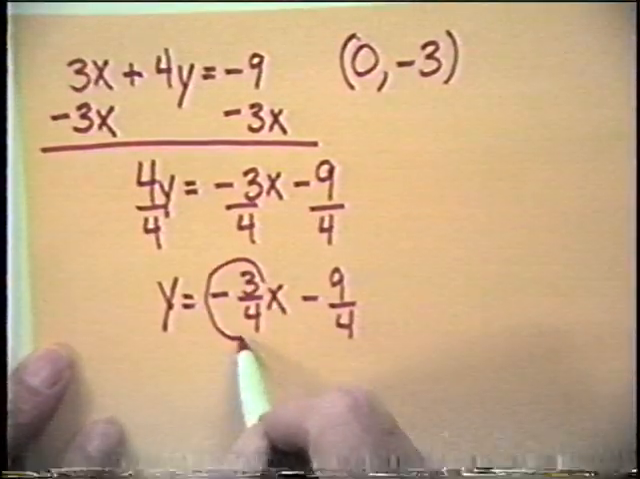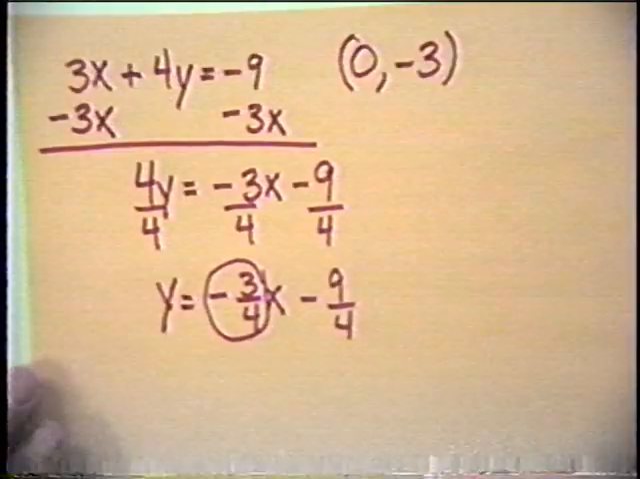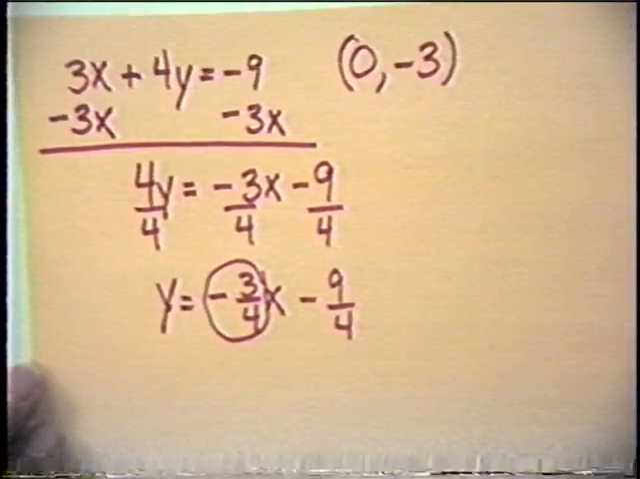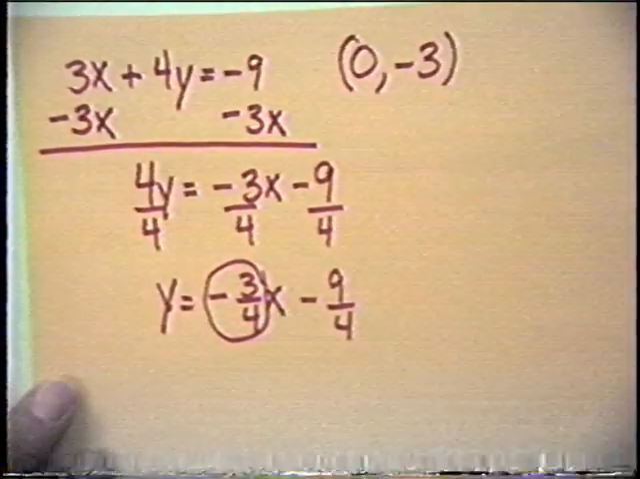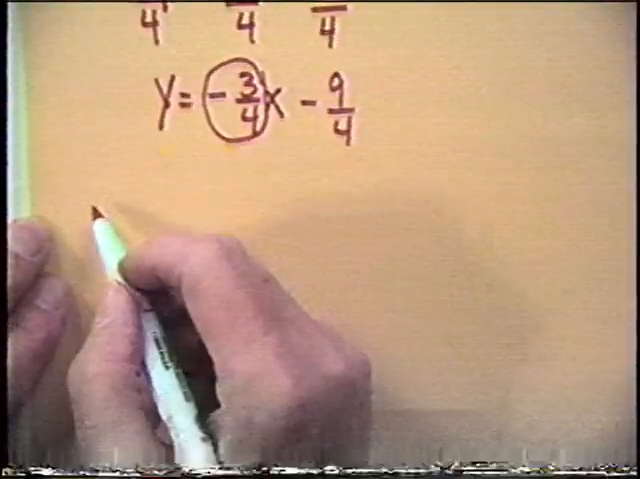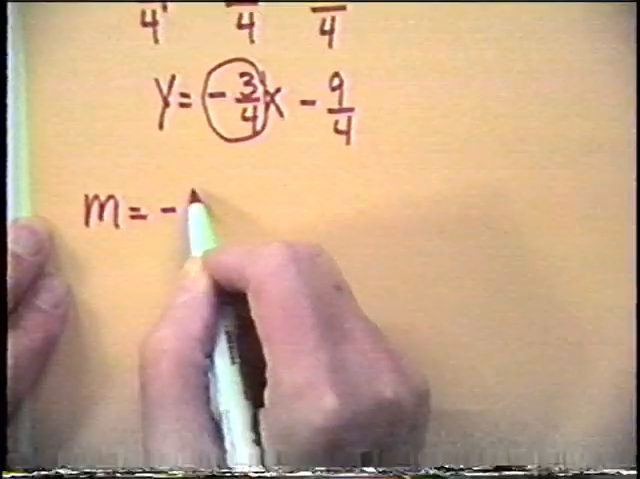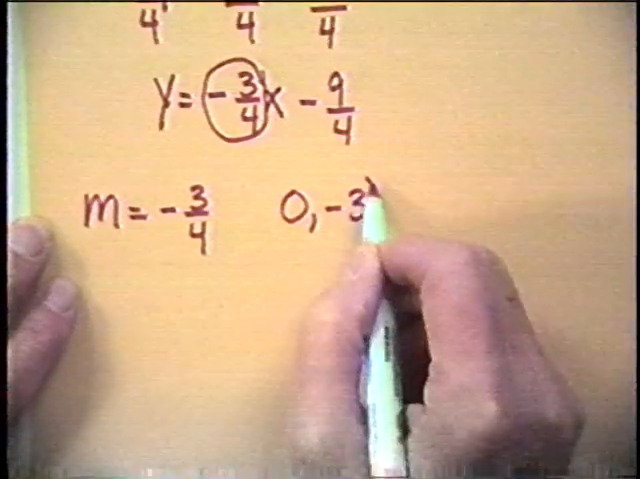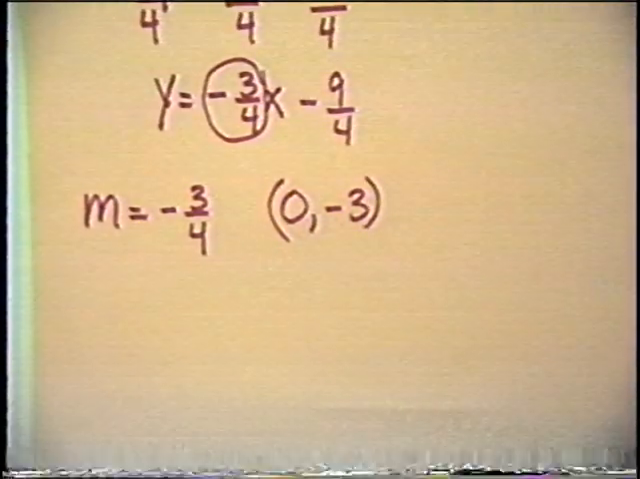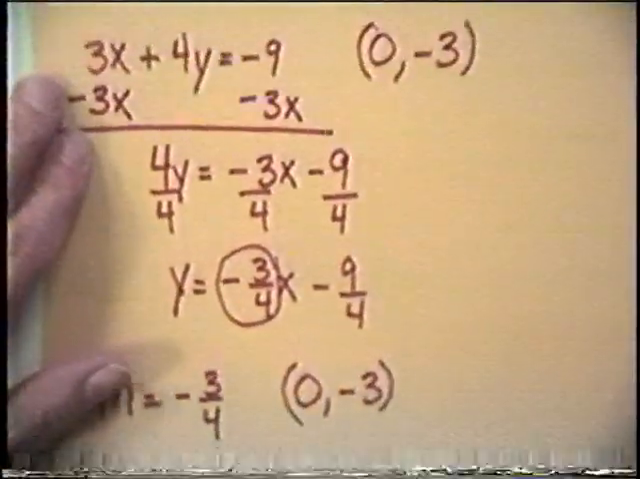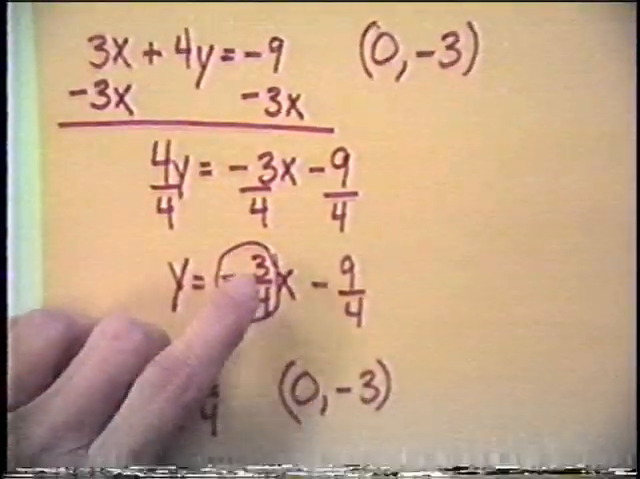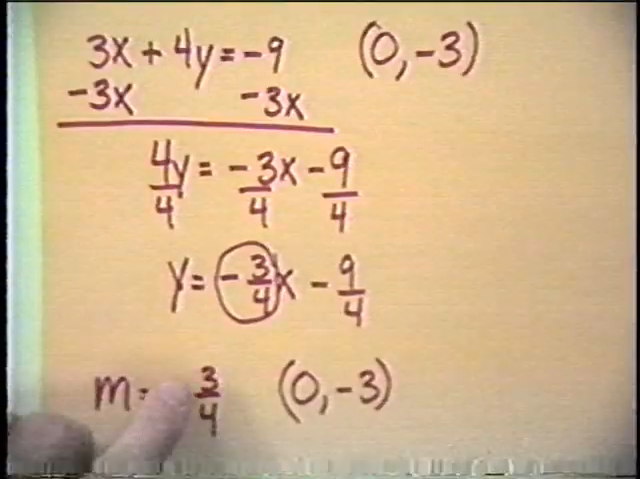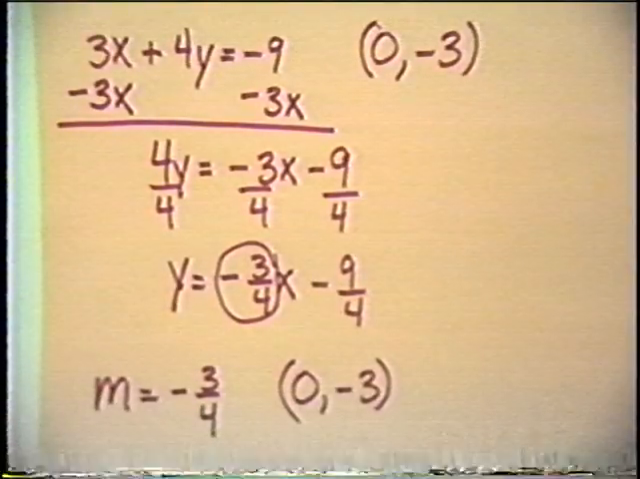The slope's right here of this line. If I want it parallel to that line, it'll have the same slope. So then I'm going to find the line that has the slope of a negative 3/4 and the y-intercept 0, negative 3. Okay? So in other words, you had to take this line and put it in slope-intercept form to find its slope. If you want it parallel to it, it should have the same slope.